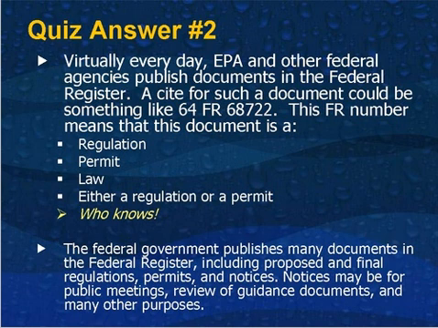So anyway, quiz answer 2, this was a good one. It says virtually every day EPA and other federal agencies publish documents in the Federal Register. A site for such a document could be something like 64 FR 68722. This FR number means that this document is, and then you have a number of options here. And I'm sad to report that people failed this question as well. So you're going to be learning a lot today.